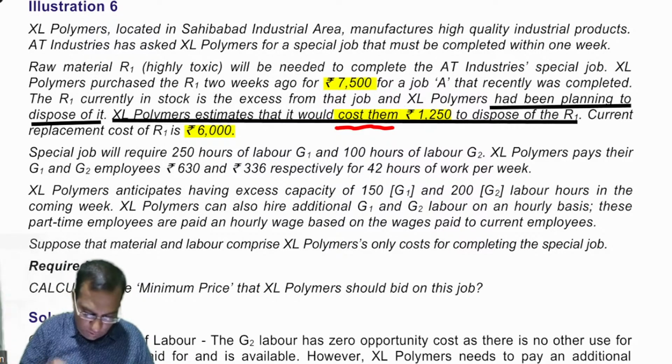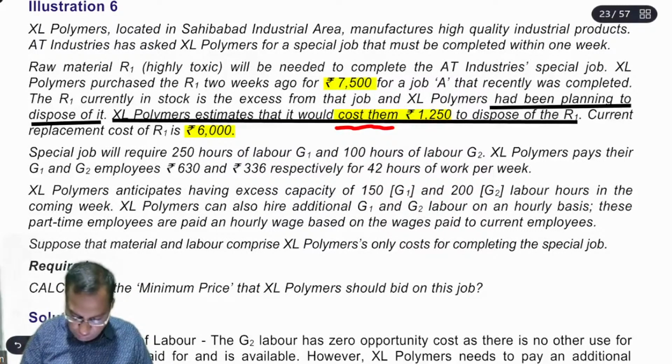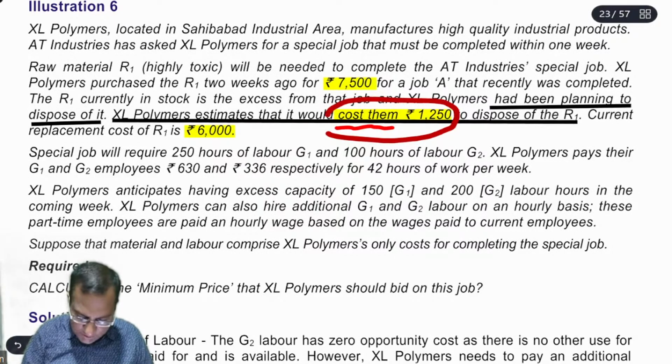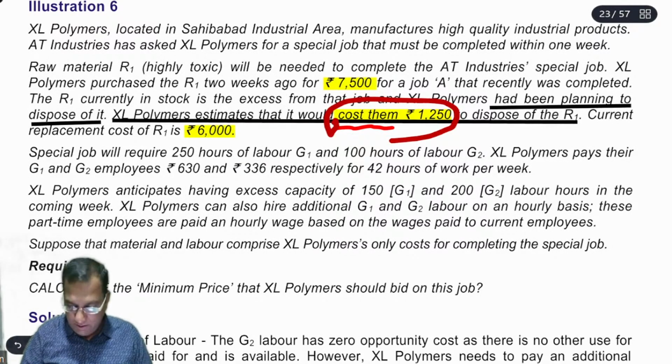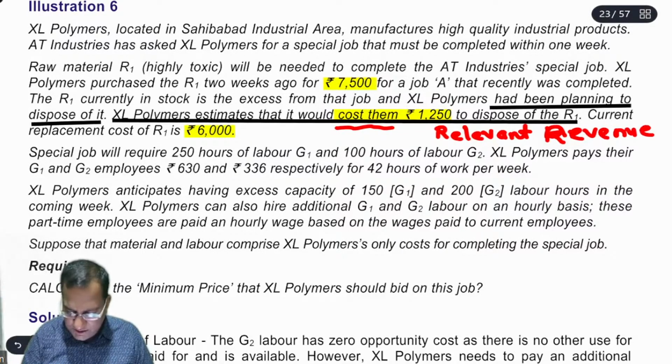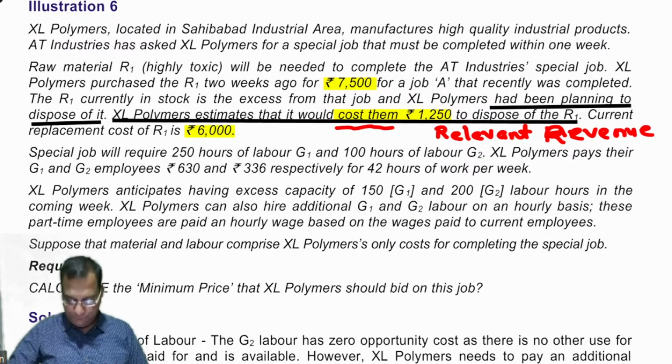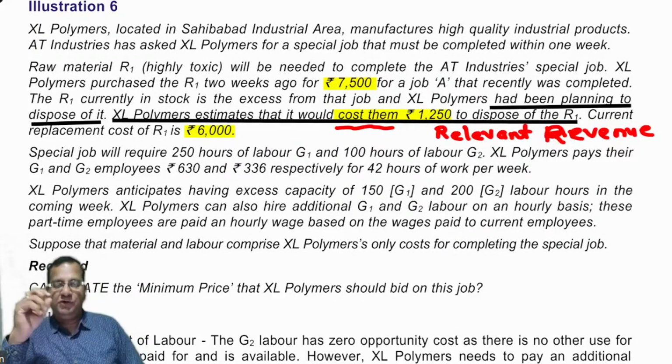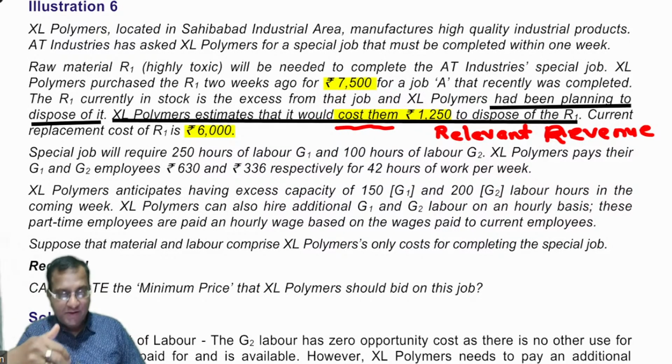Now it's very, very important, beta, please listen. This 1,250 is undoubtedly relevant, but it's not a relevant cost. In fact, it will be a relevant revenue. Just think over it. 1,250 is not a relevant cost. In fact, it's a relevant revenue. Just think over it, beta. 1,250 is relevant, but it's not a relevant cost. It's a relevant revenue.